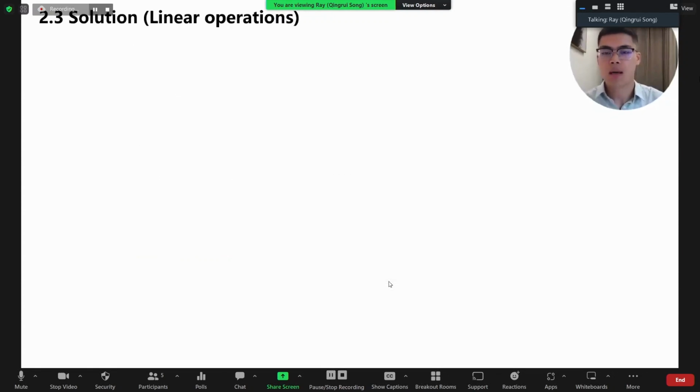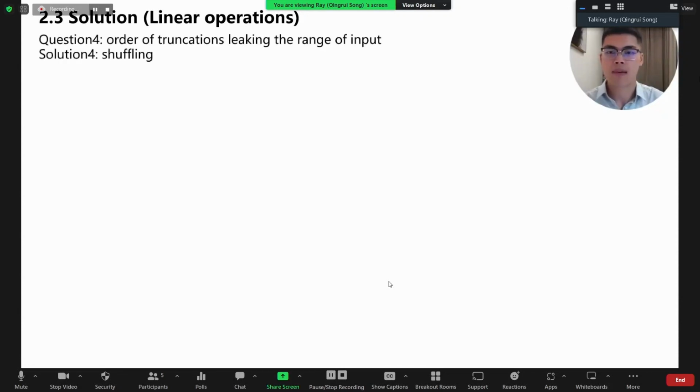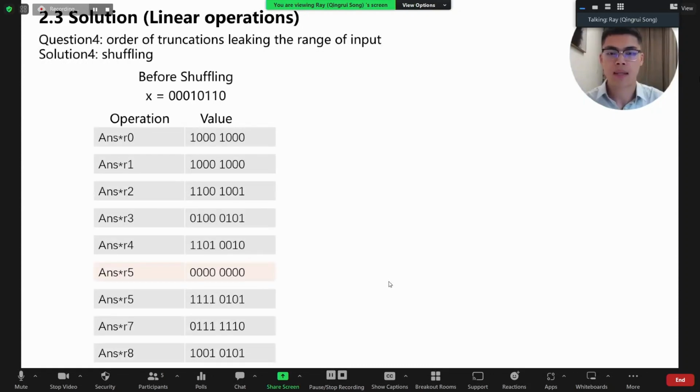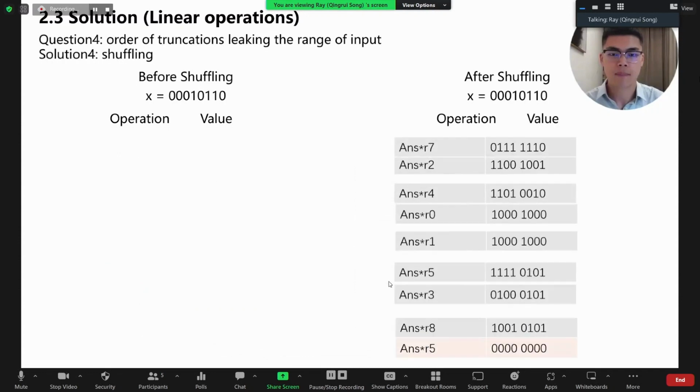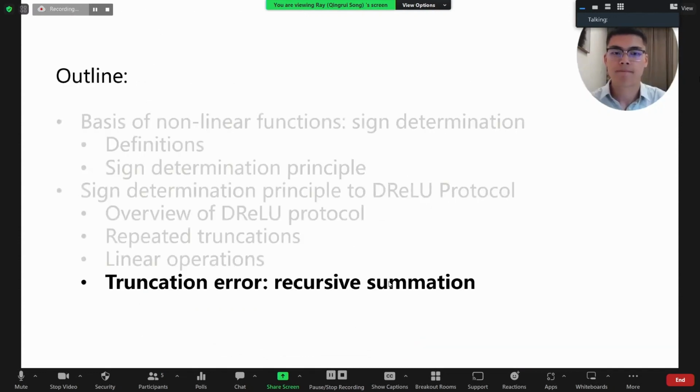After that, a random permutation is performed to prevent P2 from getting the effective bit of input by observing the location where the target value appears. We call this process shuffling. There is one last thing we need to consider. In practical situations, each truncation can cause a 1-bit error with a 50% chance. So we will now discuss how the truncation errors affect our D-ReLU protocol.